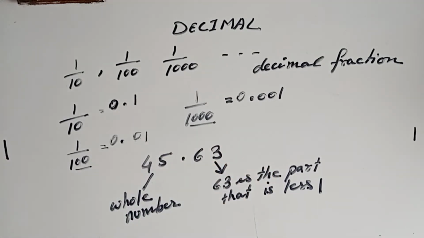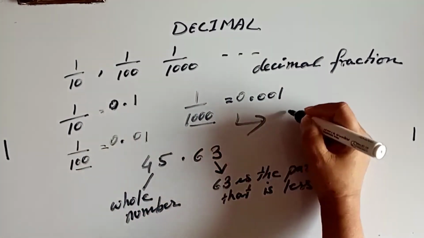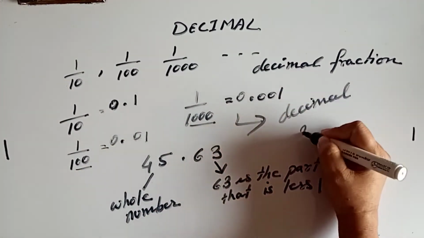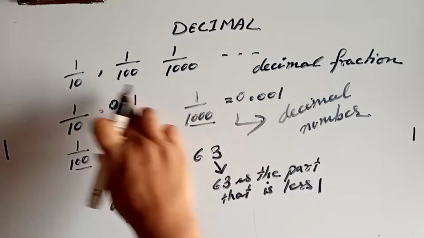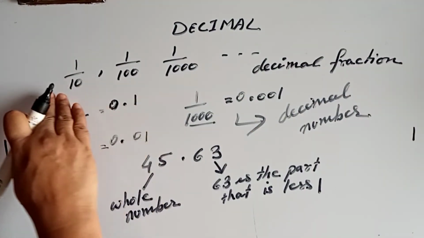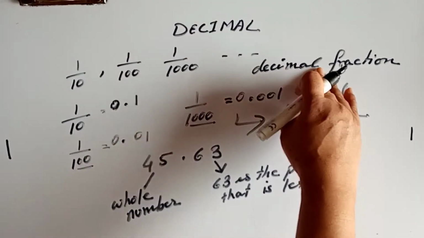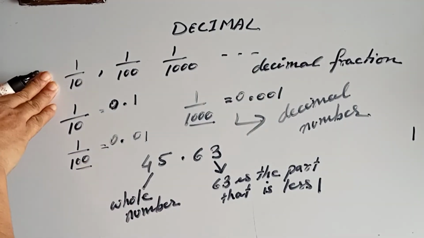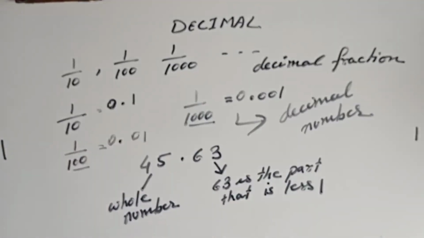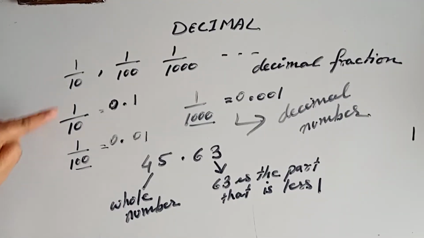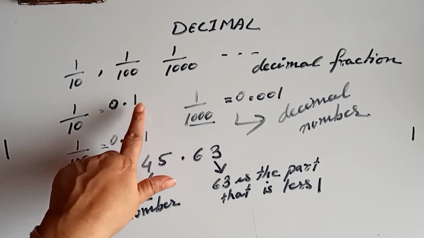Okay, now one more thing, we'll erase this one. This is known as a decimal number. Okay, these are decimal fractions. When the denominators are either 10, 100 or 1000, they are known as decimal fractions. We can convert these decimal fractions into decimal numbers. So how will you convert a decimal fraction into a decimal number? Now the first thing, here it is 10, that means only one zero is there. So after decimal there will be one digit.